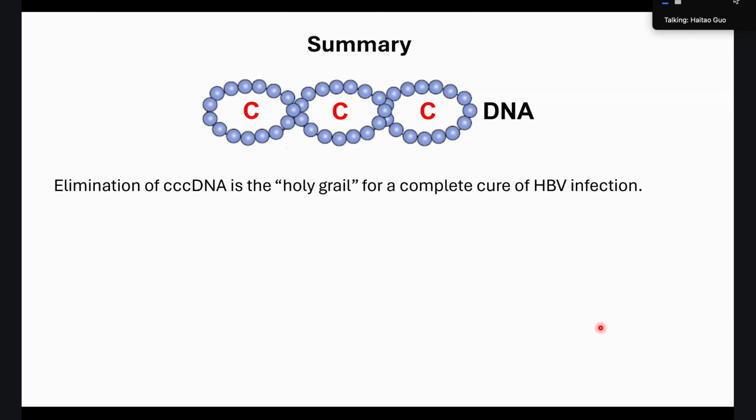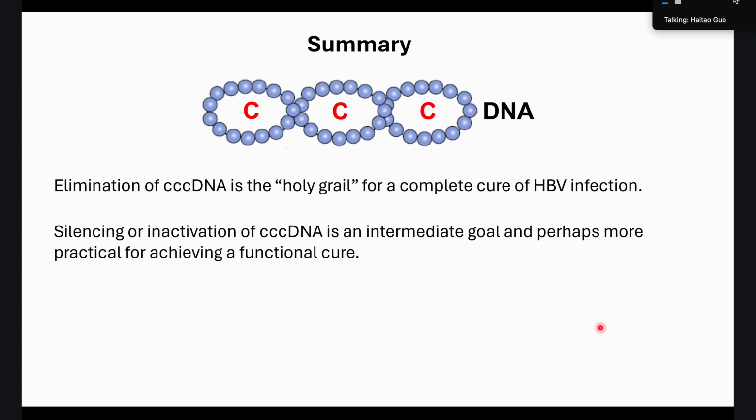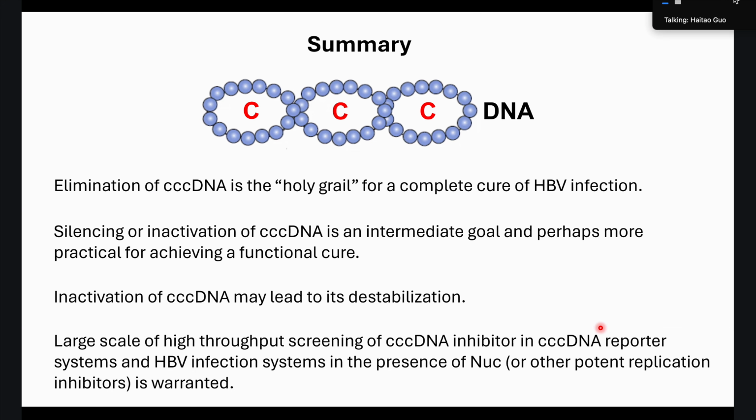So to summarize, elimination of cccDNA definitely is a holy grail for a complete cure of HBV infection. But silencing and inactivation of cccDNA is an intermediate goal and perhaps more practical to achieve a functional cure. And of course, inactivation of cccDNA may lead to destabilization, as some of the studies suggested. A large scale high throughput screening of cccDNA inhibitors in the cccDNA reporter system and the infection system, also in the presence of nucs or other potent replication inhibitors like the CAM compounds talked about by Adam Zlotnick, is required.